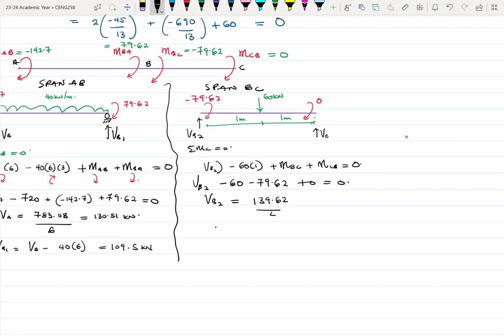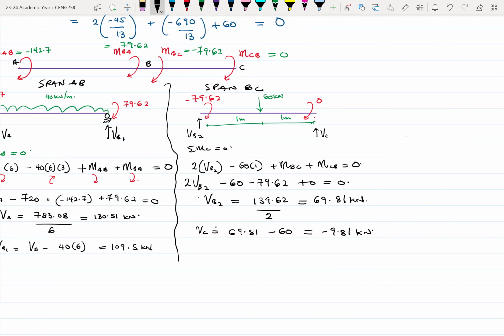So let me do the correction. This is 2, so it is over 2, not over 4, sorry. Divided by 2, this will give us 69.81 kilonewtons. Now let's find VC. VC will be equal to 69.81 minus 60, and that will give us minus 9.81, which means that VC is actually a downward reaction.